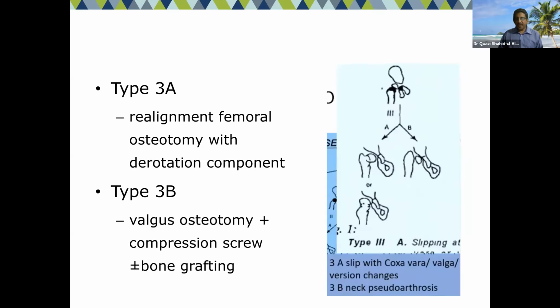If it is a type 3A, that means the neck is totally destroyed, only the head is viable, but it has slipped into a varus or valgus position. So we call it 3A. Again, the same realignment procedures, just like 2B, will be advocated. But if the pseudoarthrosis is there, which will be evident by dynamic X-ray, that will show that the head and neck are actually moving separately, then you definitely need to go for valgus osteotomy with compression screw plus minus bone graft.